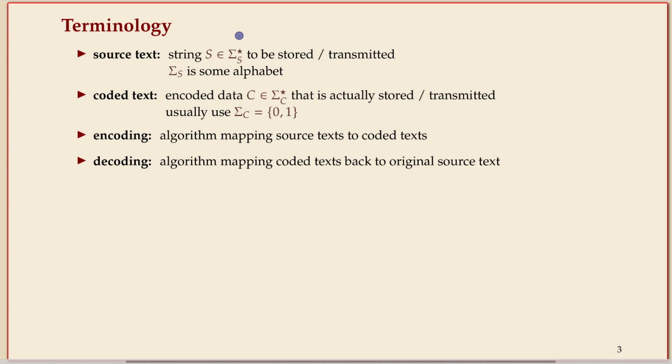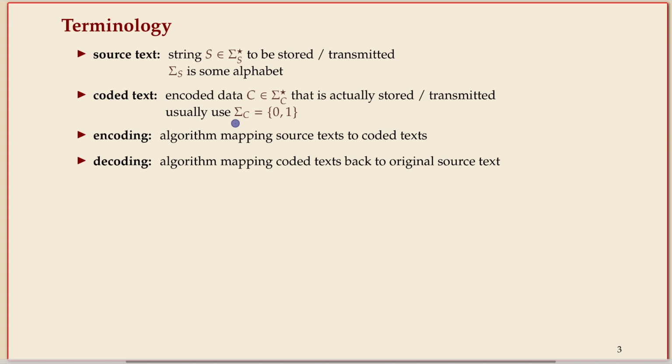And so we have a certain alphabet. It's a string, so its letters come from a certain alphabet, and that's called the source alphabet. We write it as sigma S because there's also sigma C, which is for the coded text.